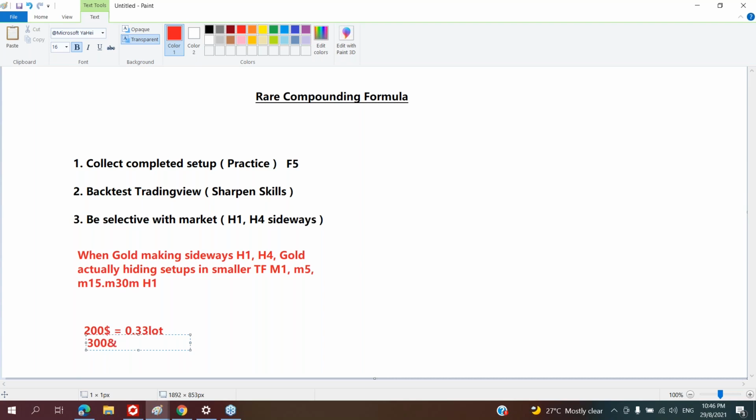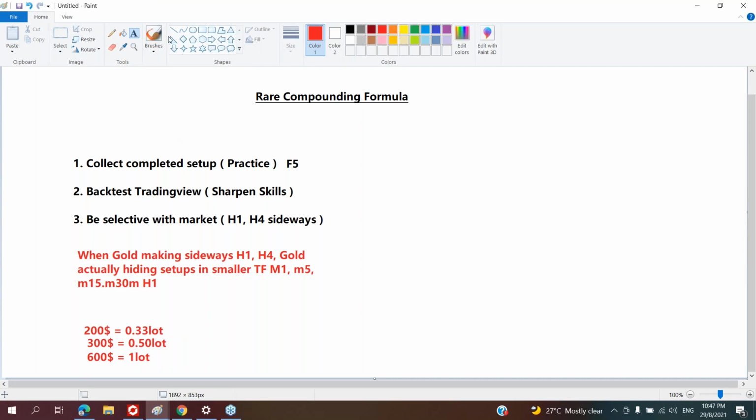$300, I will use 0.5 lot. And then, for example, I gain another $300, so I got $600. Okay, and then I'm going to switch to one lot. So this is rare compounding. Okay, this is rare compounding.